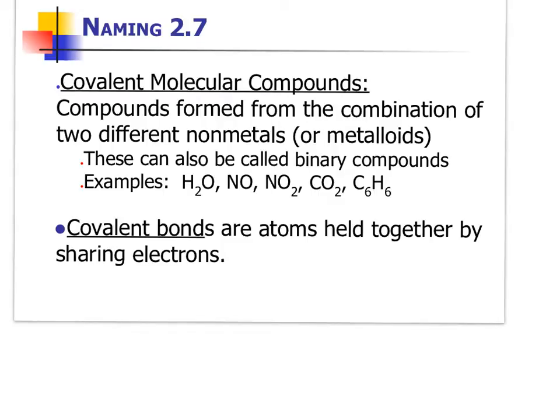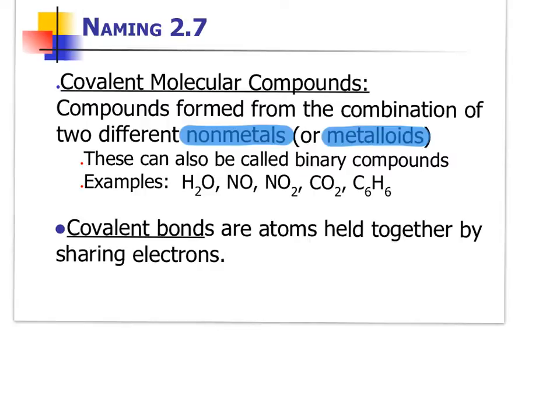The big thing that we need to remember about these is that they are formed through the combination of nonmetals and or metalloids. It is why we went over talking about the periodic table before we talk about naming, because we need to be able to recognize those nonmetals and or metalloids. If you can't recognize a nonmetal or a metalloid, you're going to have a difficult time.